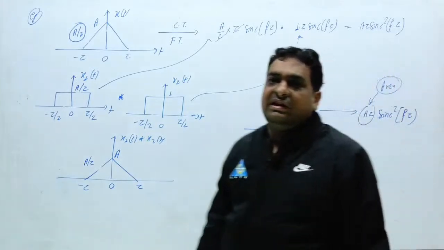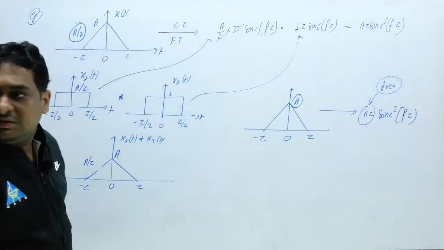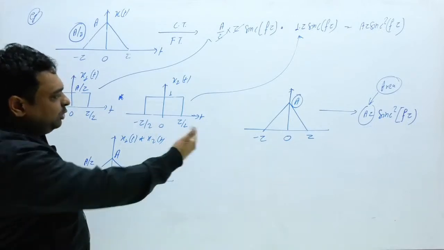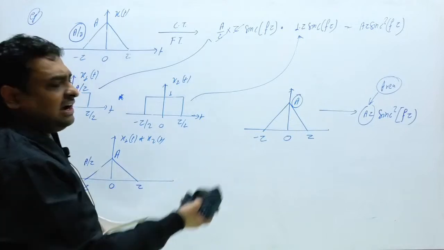Clear? A tau sinc square f tau. Clear the thing? A tau sinc square f tau. Clear everybody? So how to find out the triangular signal? How to find it in a very efficient way?